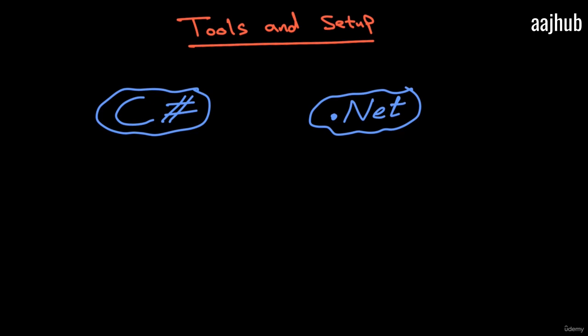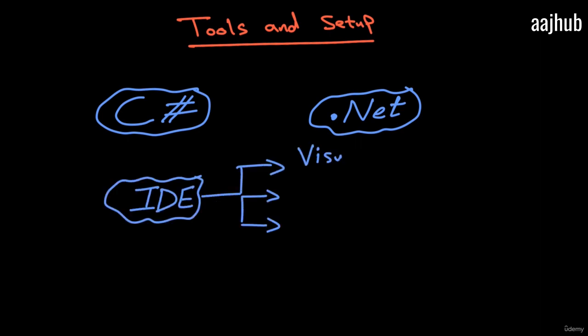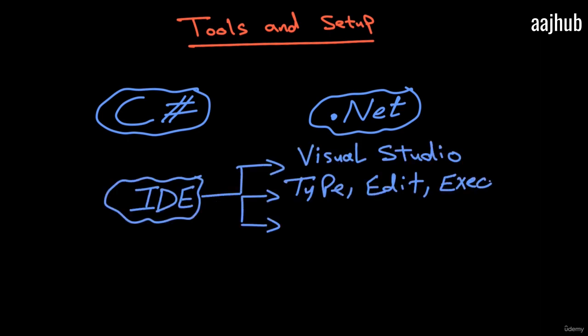To code with the C Sharp programming language, you need a working environment. Our working environment in this course is a very powerful IDE, or integrated development environment. And this IDE is called Visual Studio. You can type, edit, test, compile and execute your C Sharp programs easily by using this program or working environment.